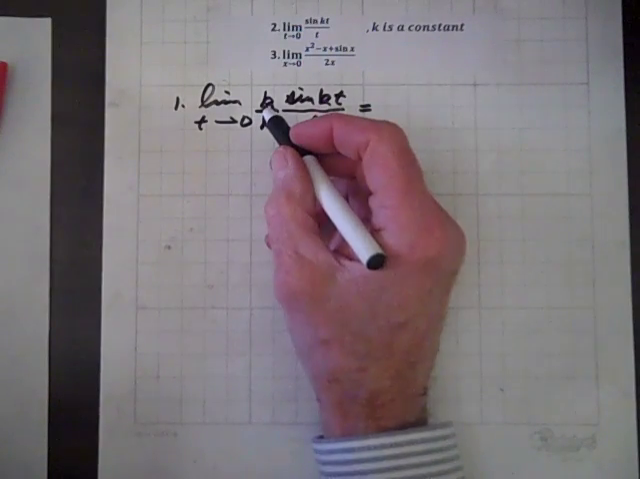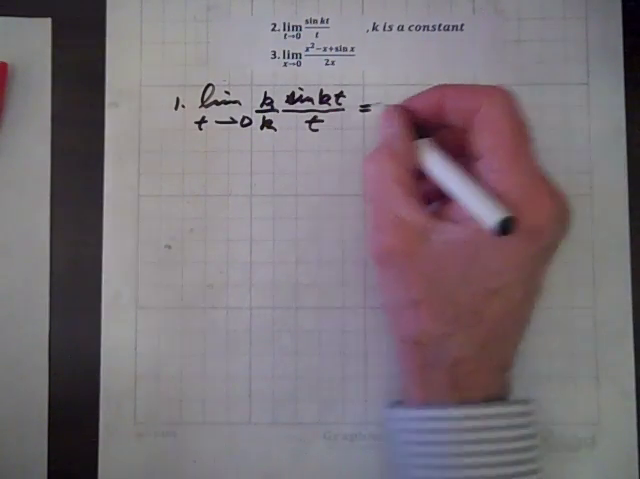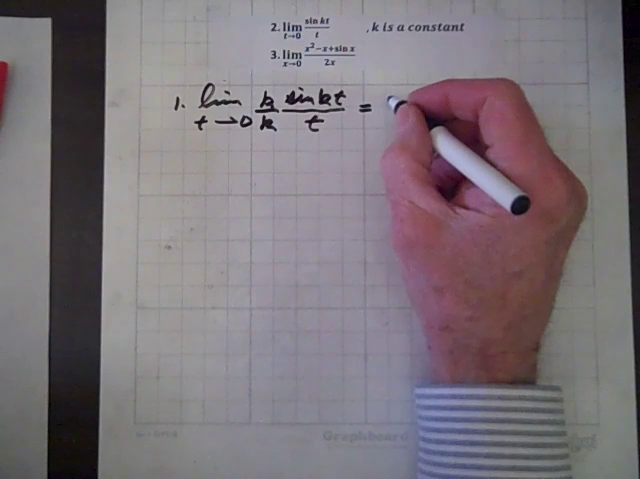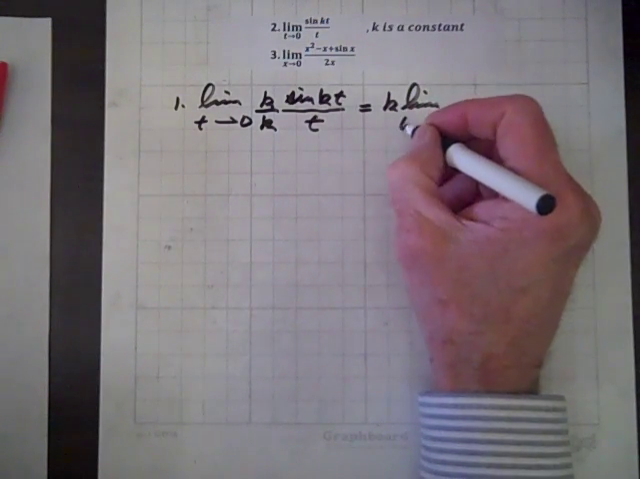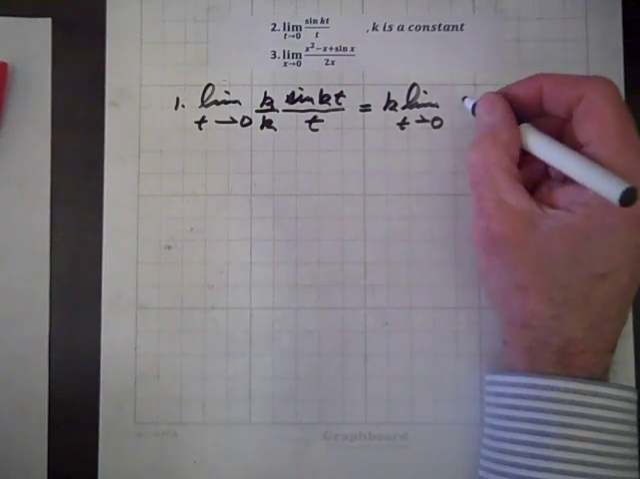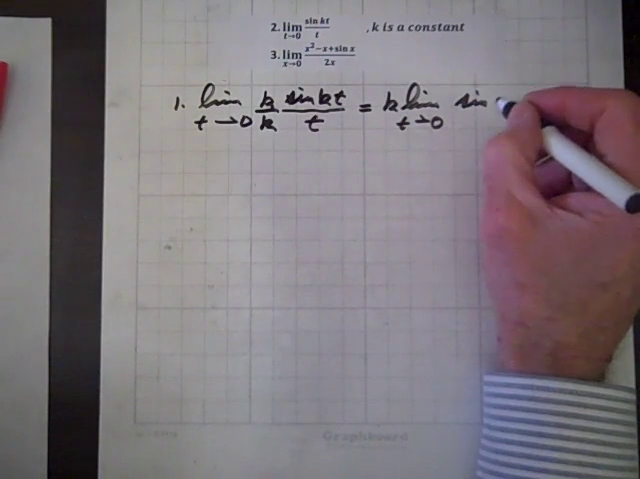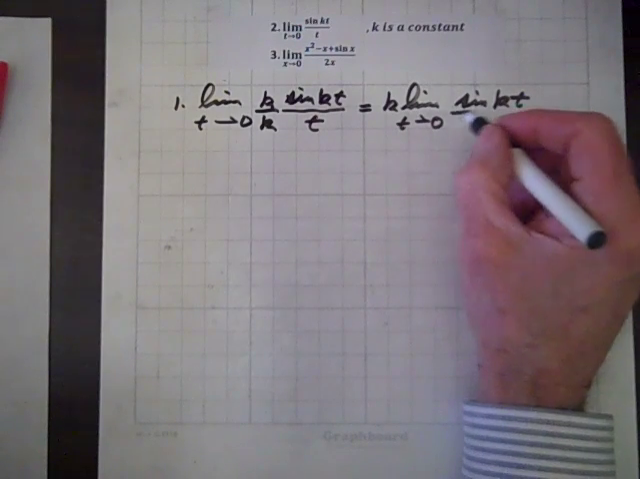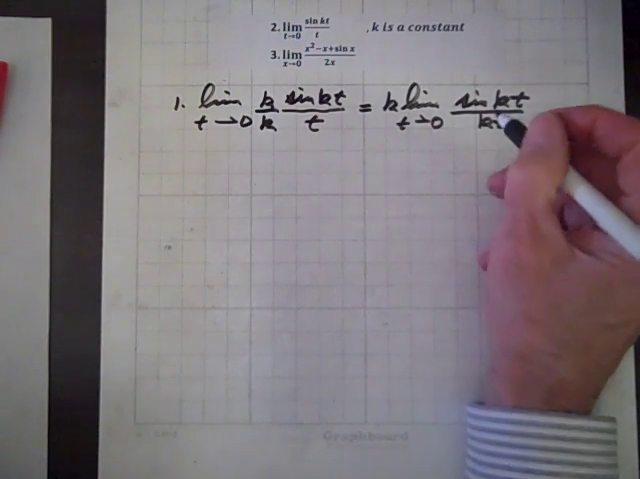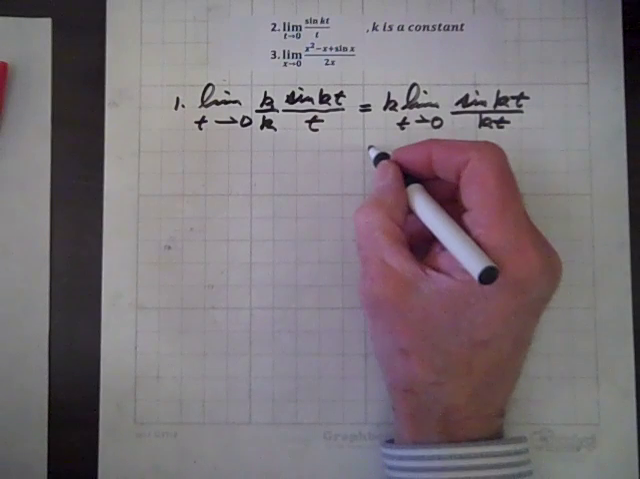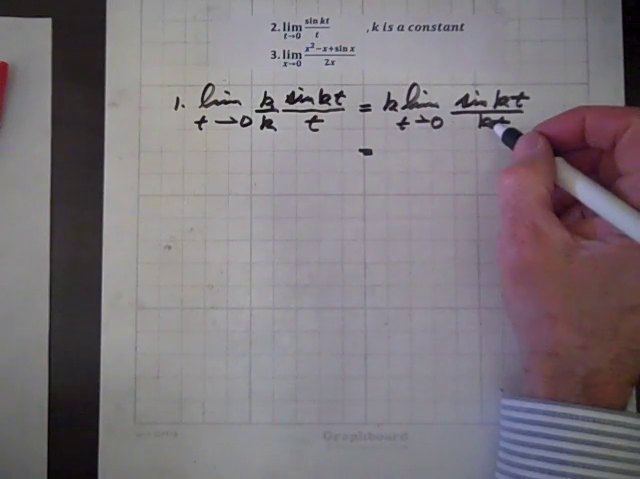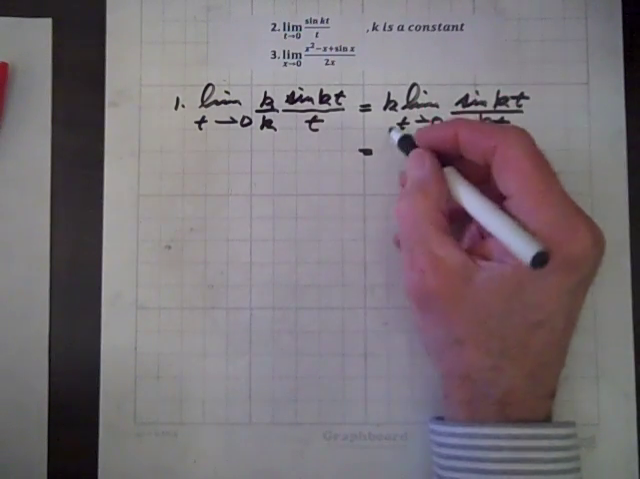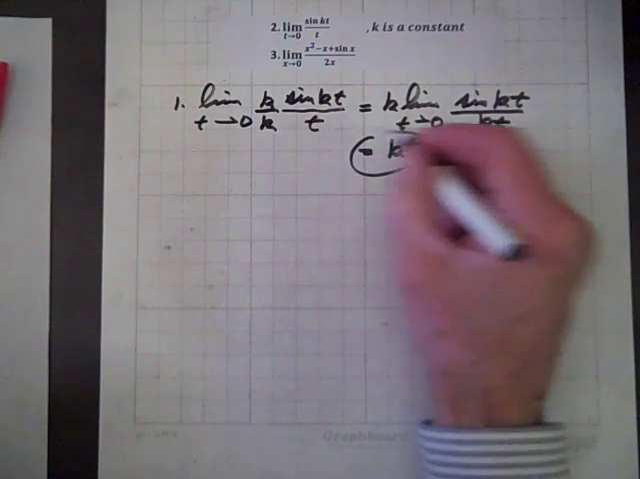Now, since this k is a constant, we can bring it outside the limit, and so we have k times the limit as t goes to 0 of sine of kt over kt. Now, the limit as t goes to 0 of sine of kt over kt is 1, and 1 times k is k, and we're done.